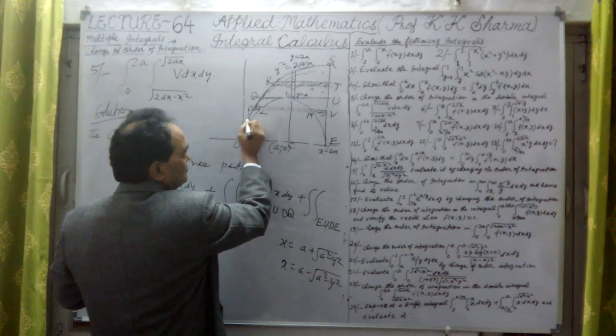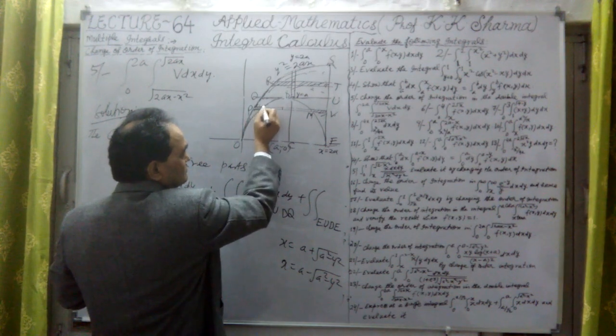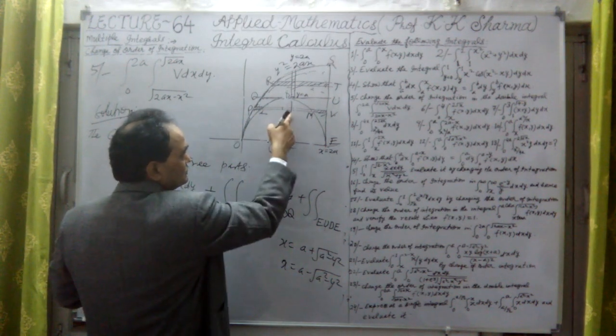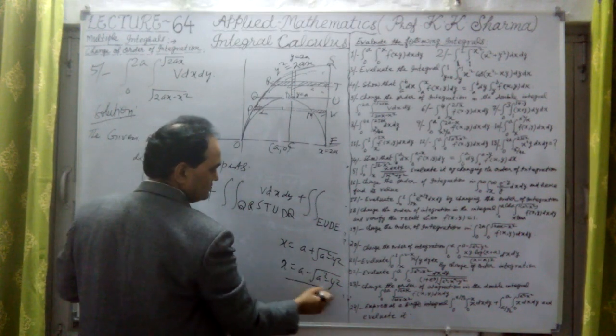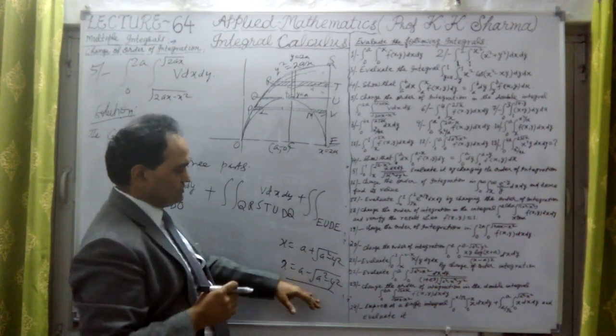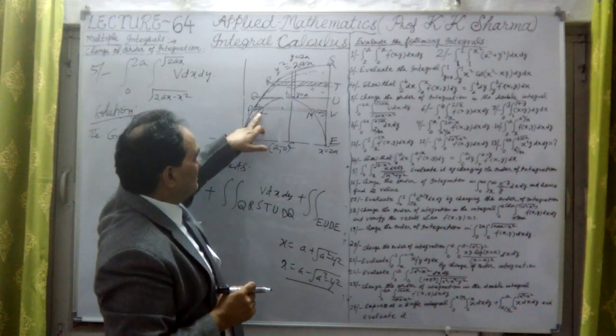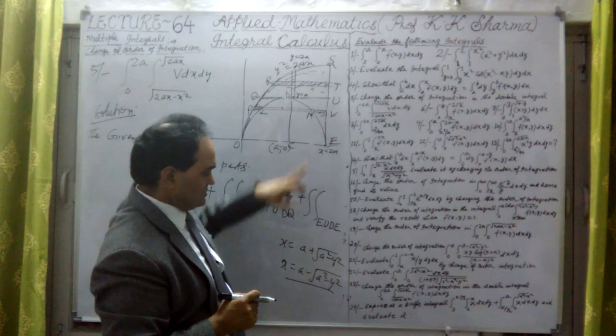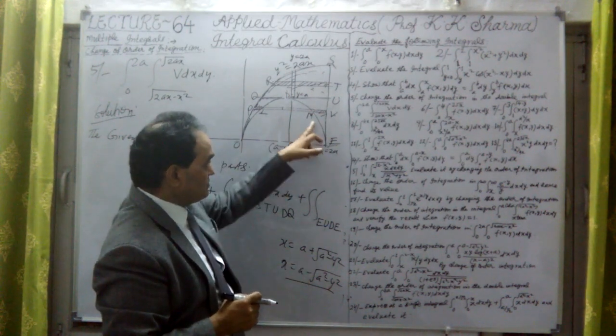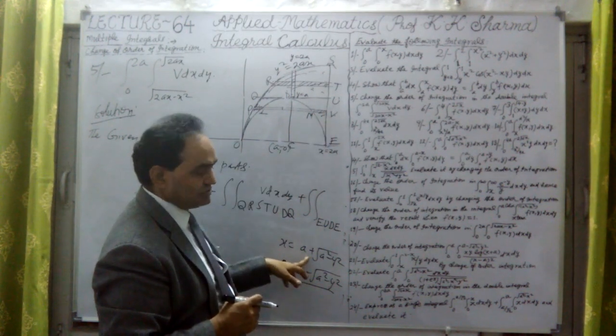From this point, 0 to this, but this is less than a. For a, it is up to this point. This limit we will take here. Upper limit is here, this one, so 0 to this limit. And this is more than a. This is the upper limit, the lower limit for this region, for the x coordinate.